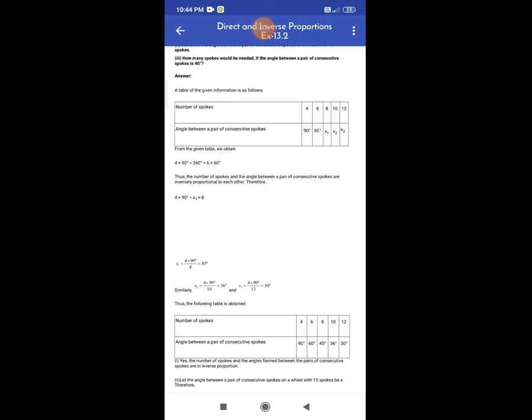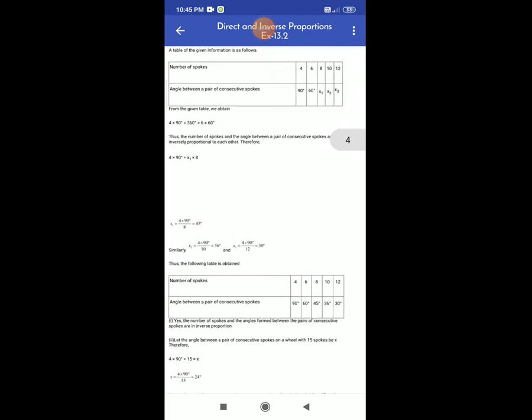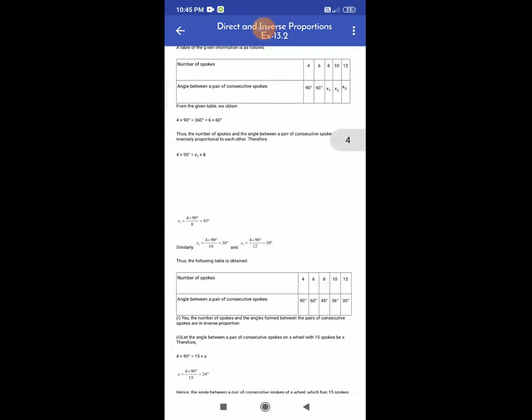Thus, the number of spokes and the angle between a pair of consecutive spokes are inversely proportional to each other, and therefore 4 multiplied by 90 is equal to 8 multiplied by x1, and therefore x1 is equal to 4 multiplied by 90 by 8, which is equal to 45 degrees. Similarly, x2 is equal to 4 multiplied by 90 by 10, which is equal to 36, and x3 is equal to 4 multiplied by 90 by 12, which is equal to 30 degrees.